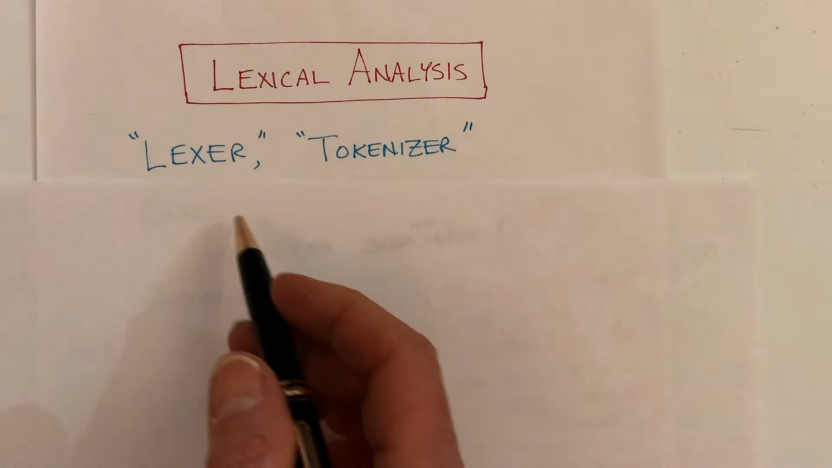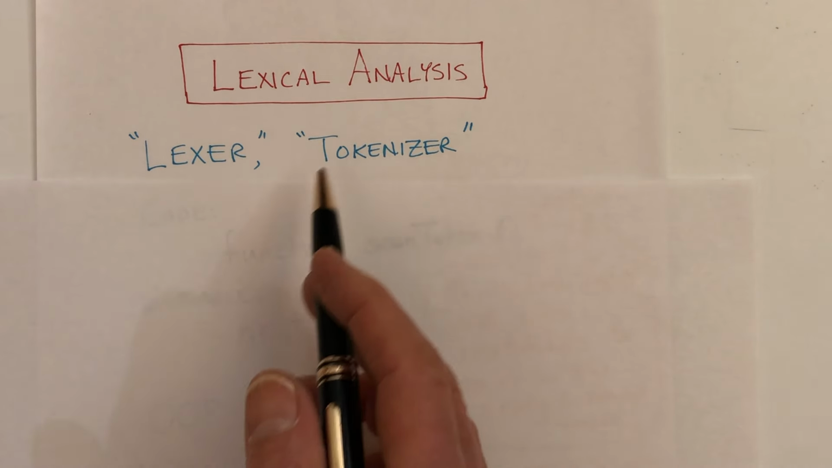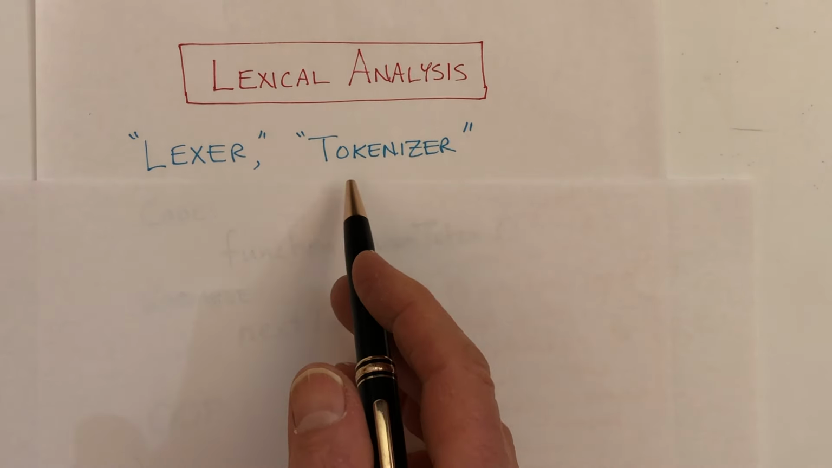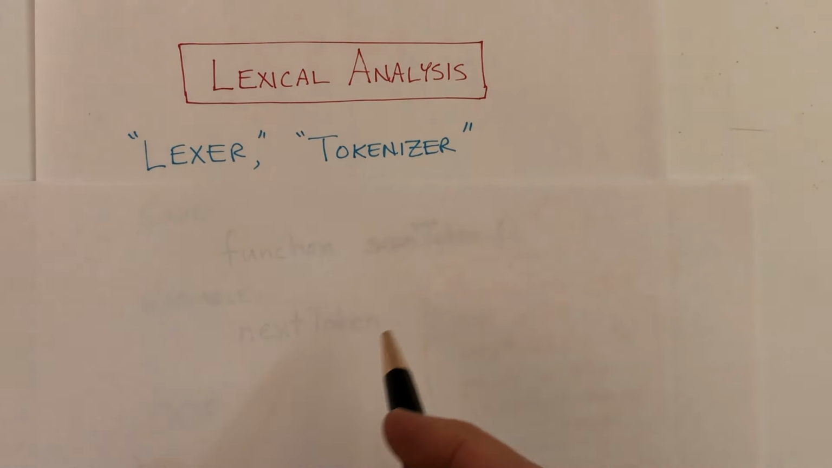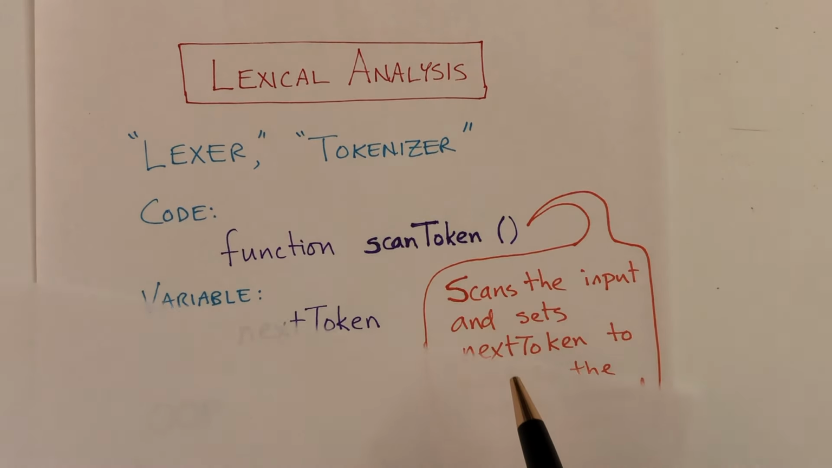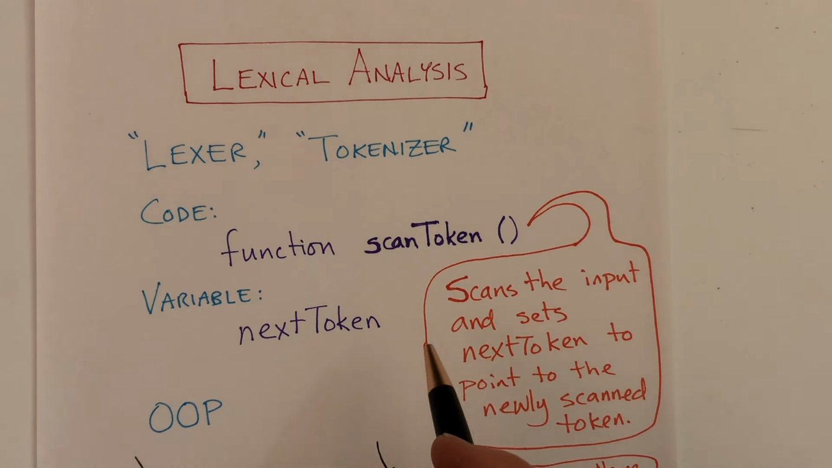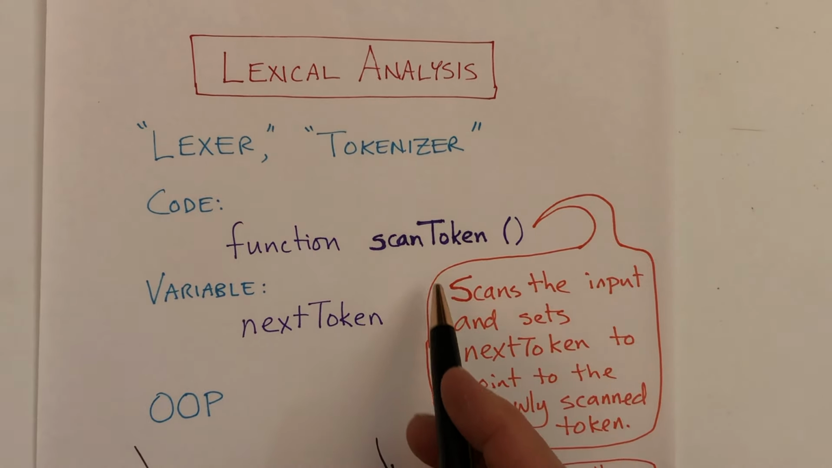This is known as the lexical analysis part of your parser. And we have a lexer, sometimes called a tokenizer, that performs this tokenization of the input. So it'll read the input and break it into tokens.